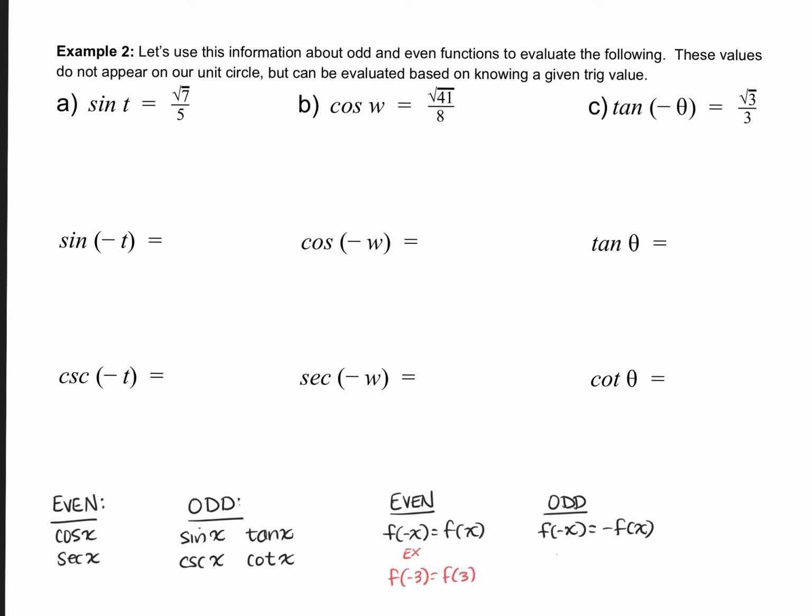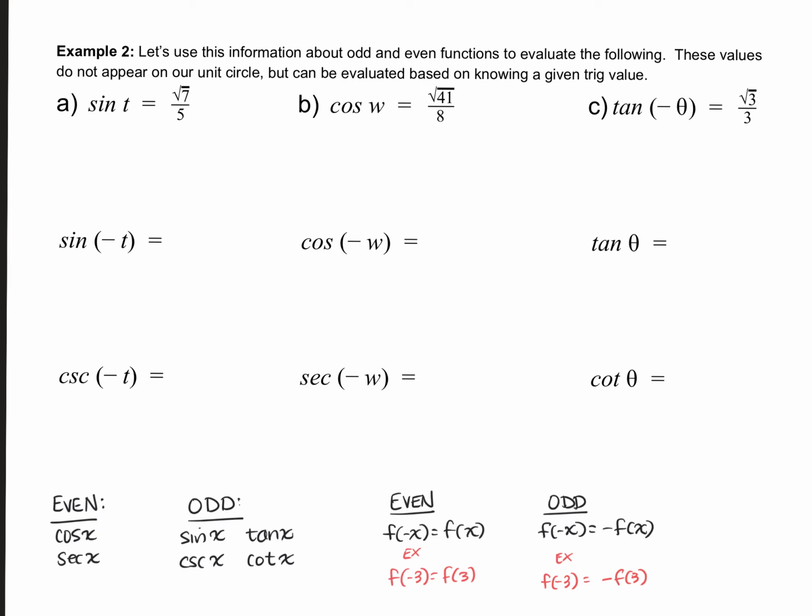Whereas an odd function would say if I plugged in x or negative x, I'm going to get a different output. So if I plug in negative 3, I'm going to get the opposite of the output I would have gotten if I plugged in just 3. So those are our two options here. In your Desmos activity, hopefully you were able to figure out that the even function is just cosine. Now, secant will also be even because it is directly related to cosine. It's just the reciprocal, so it's still going to have that same even behavior. Our odd functions are going to be sine and tangent, and both of their reciprocals as well.